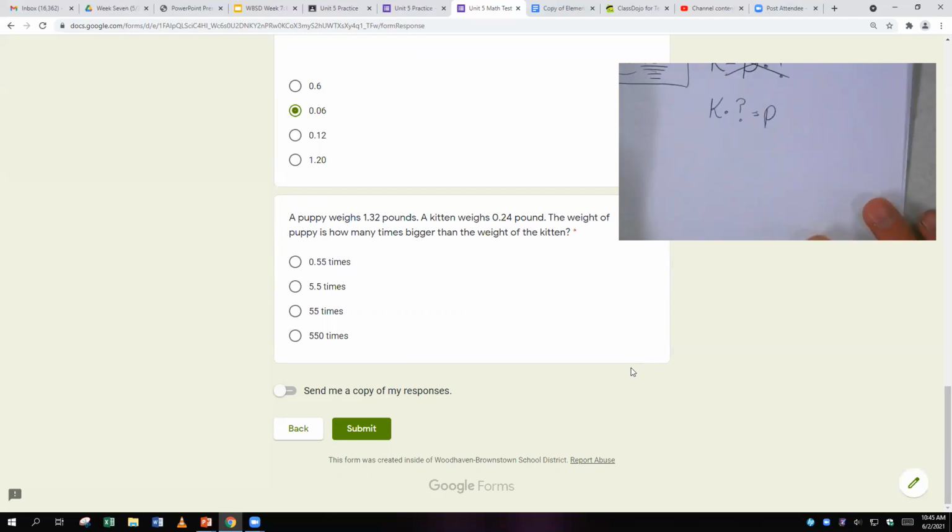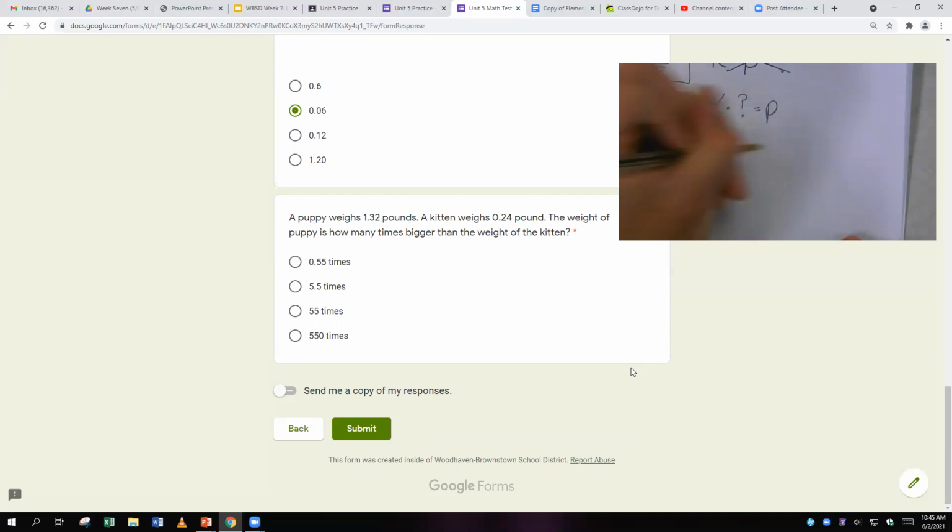Now you ask yourself, does that make sense? Well, it says the weight of the puppy is how many times bigger than the kitten. So yeah, kitten times something equals puppy. That makes sense. So now the question is what operation? Well, let's say the kitten only weighs 1 pound and the puppy weighs 5. 1 times what is 5? 5. So how do you go from this to this to this? That's right. You divide. Mr. Stahl, why are you making this problem harder? You're making up weird numbers? No, these weird numbers made it easy for me to understand.